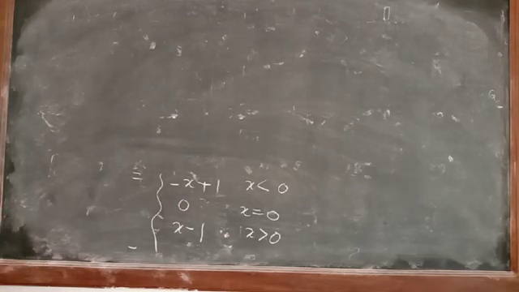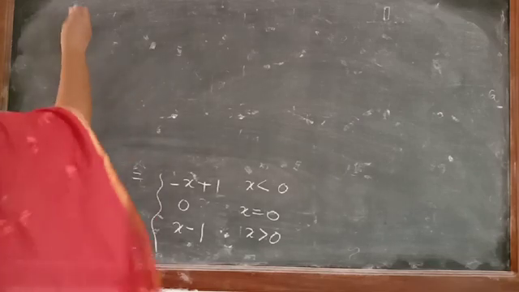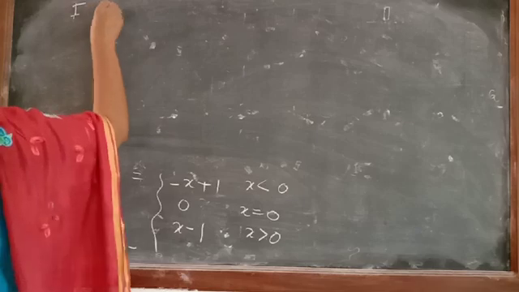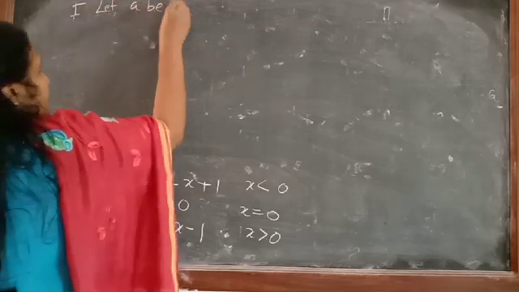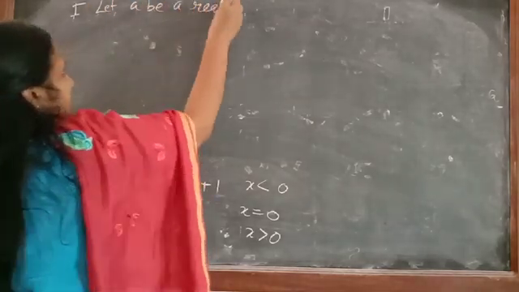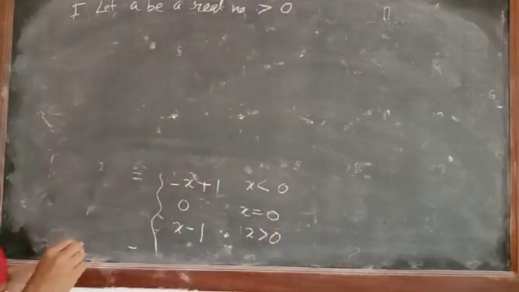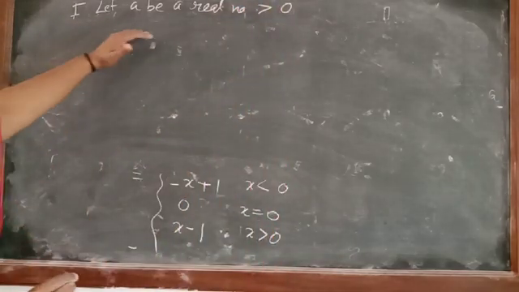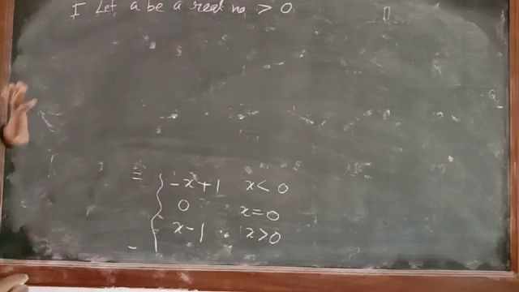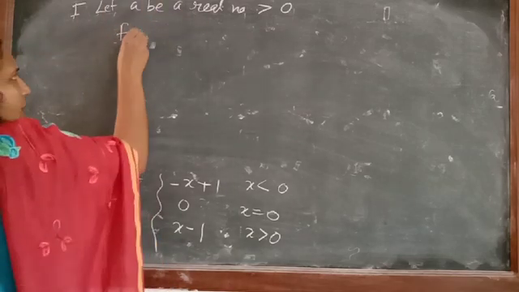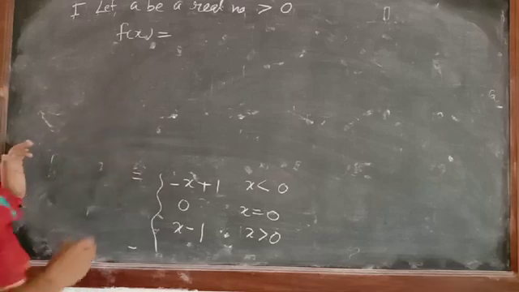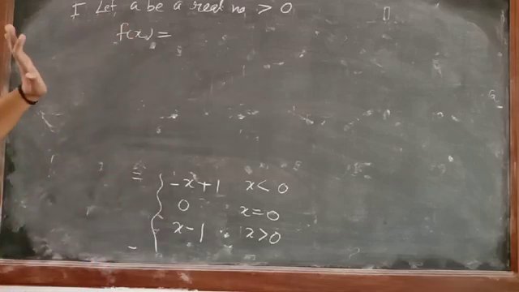Now here we have to find out the values of a. So a can be 0, or a can be greater than 0 or less than 0 also. So first condition we will take: let a be a real number greater than 0. So a being a real number means we are taking those values which are greater than 0.